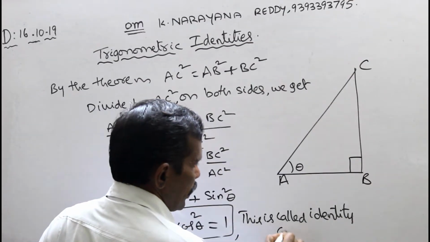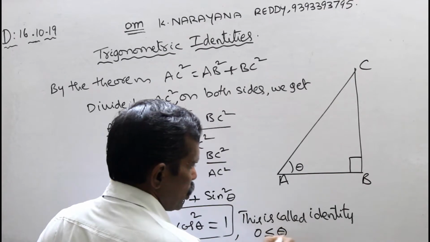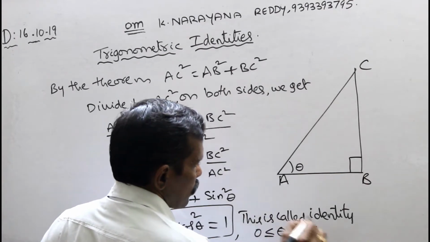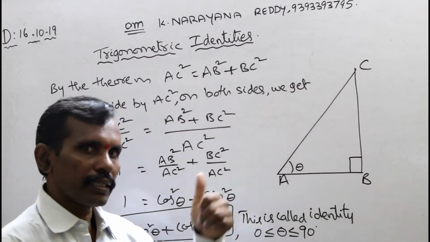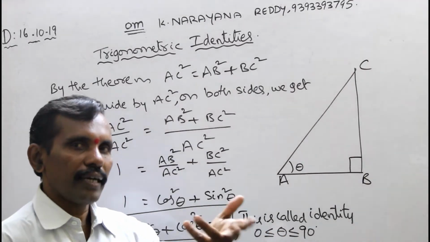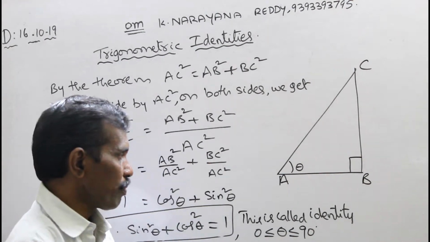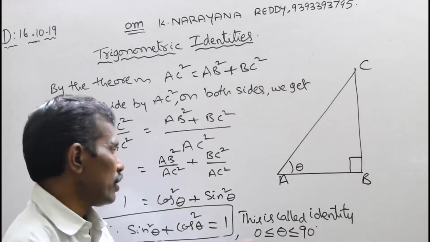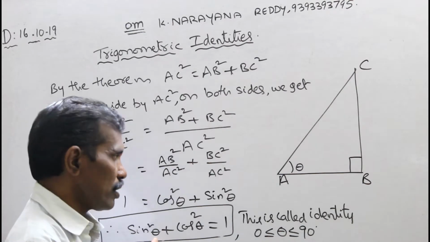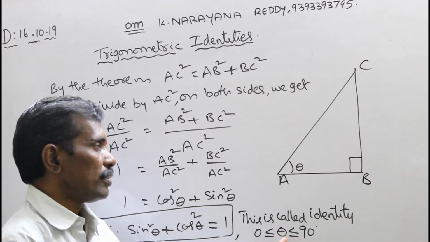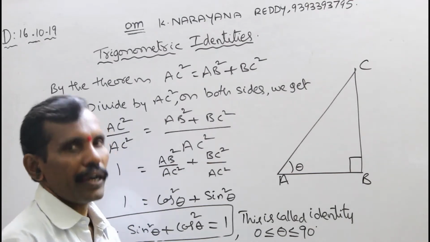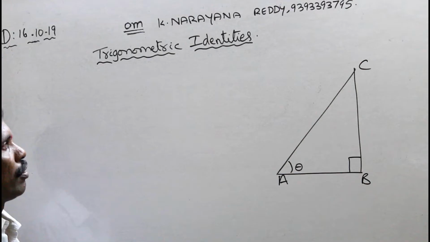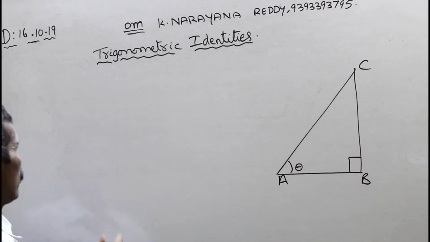Here, theta lies between 0 and 90 degrees. Okay? Why? Because theta is an acute angle. Acute angle is nothing but less than 90 degrees. Okay? So this is very important point. This is identity equation and this is theta lies between 0 and 90. Theta is acute angle. Okay? Now take another identity.